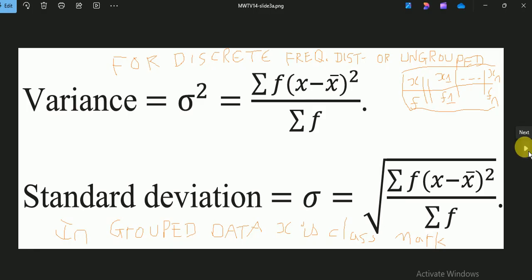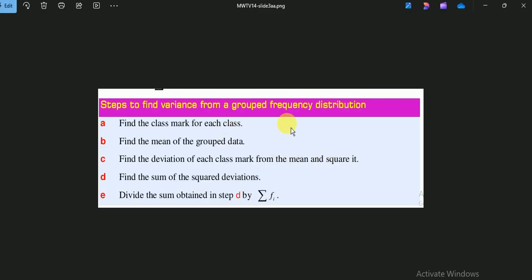But in our case, we have to follow this formula. This is given, I think, in the grade 12 student textbook. You can follow these steps. For group data, we can follow these procedures. First, find the class mark for each class. Then find the mean of the group data. Then find the deviation of each class mark from the mean and square it. Then find the sum of the squared deviations. Then divide the sum by the summation of frequencies, the number of observations. We can follow these steps.